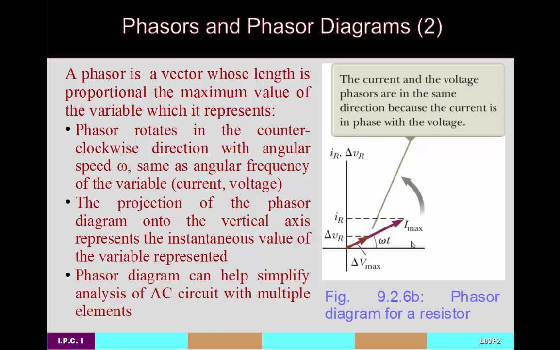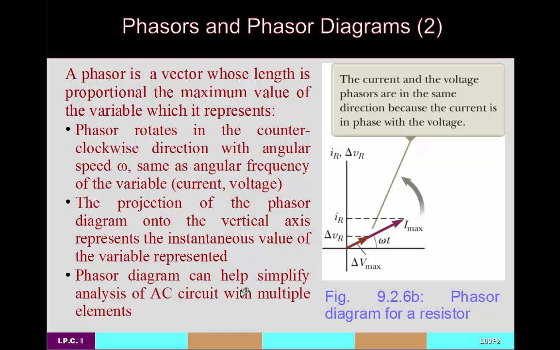This vector rotates in the counterclockwise direction with an angular speed omega. That means that the angle it has passed through, just doing simple rotational kinematics for constant omega, would be theta equals omega times t. The projection of the phasor onto the vertical, that is the y-axis, gives you the actual value at time t of the variable in question. So the current or the potential difference across the resistor in this case.